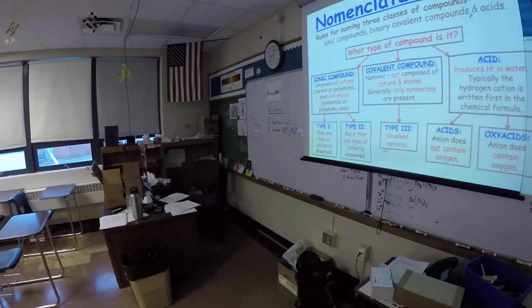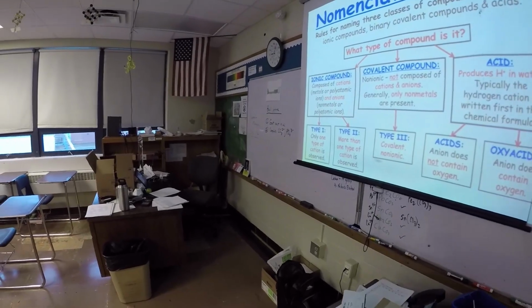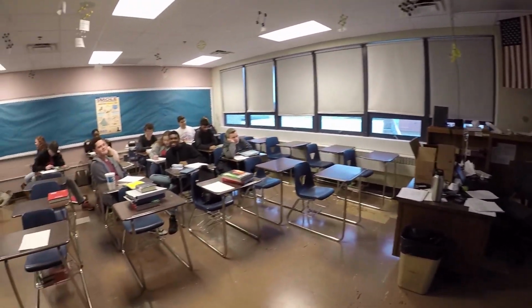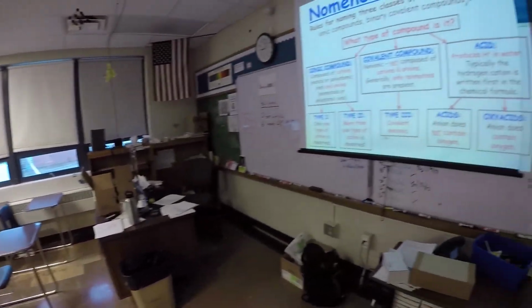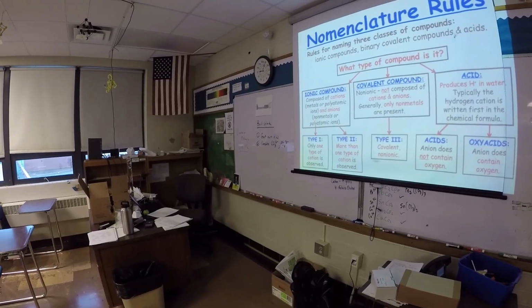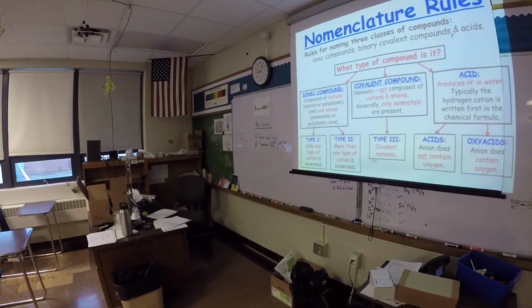All right, so up here we have the covalent compounds, type 3, non-ionic. And we have the ionic compounds. There's type 1 and type 2. So type 1, one type of cation is observed. Type 2, more than one type of cation is observed.